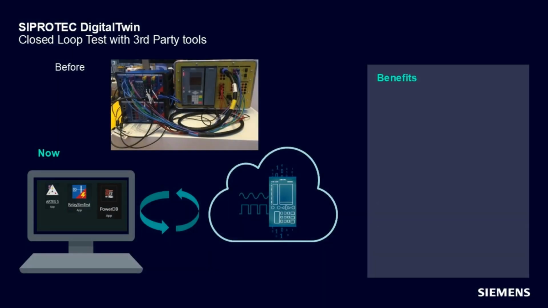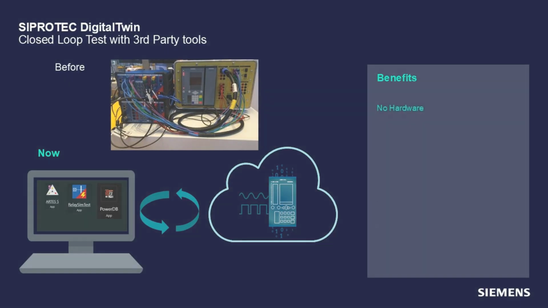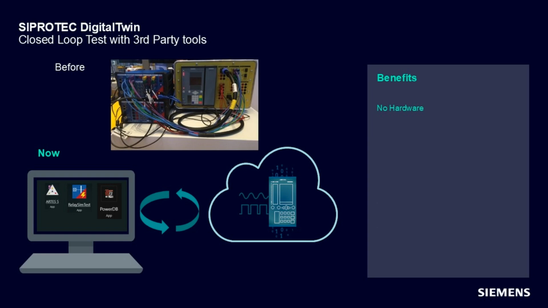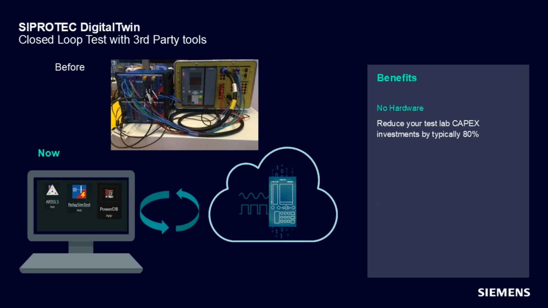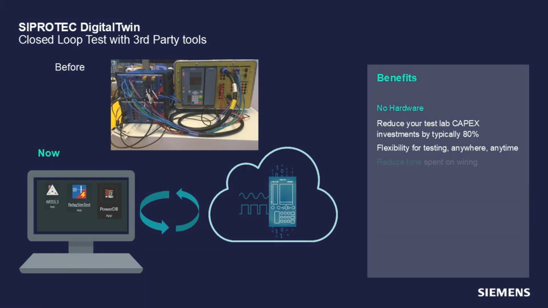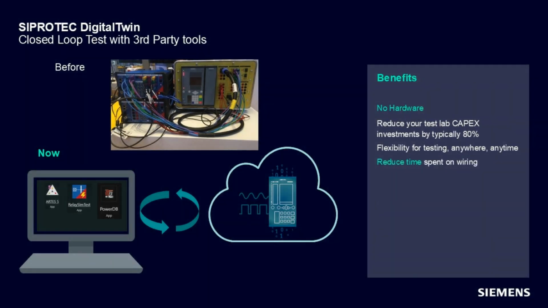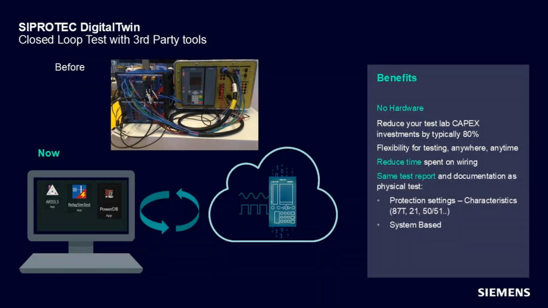Closed-loop testing with PROTips digital twin offers a wide range of benefits, such as the ability to conduct tests without hardware, reducing CAPEX by approximately 80%, providing flexibility in test execution, minimizing signal wiring time, and finally, generating the same reports as physical tests to support your results.